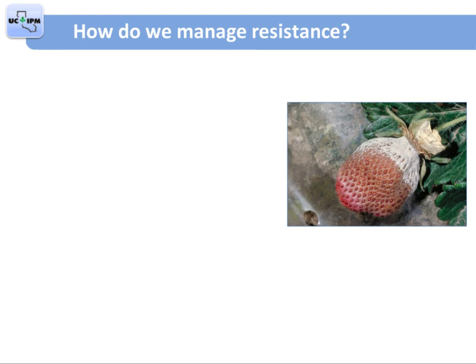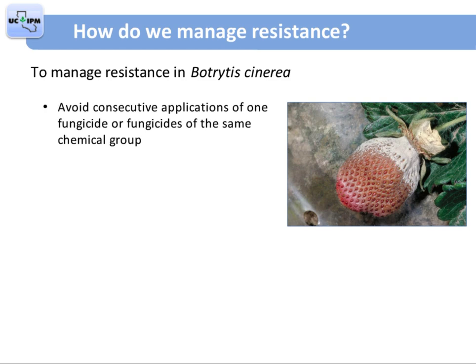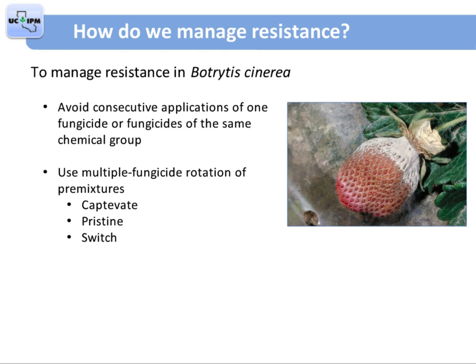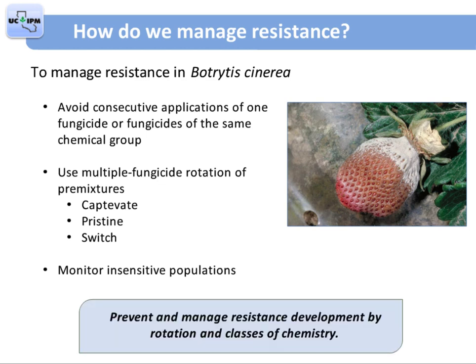To manage resistance in Botrytis cinerea, we need to avoid consecutive applications of one fungicide or fungicides of the same chemical group. Use multiple fungicide rotations of premixes of products, such as Captivate, Pristine, or Switch, to keep the fungicide pressure low. Finally, it's important to monitor the insensitive populations. We can prevent and manage resistance development by rotation and by mixing classes of chemistry.